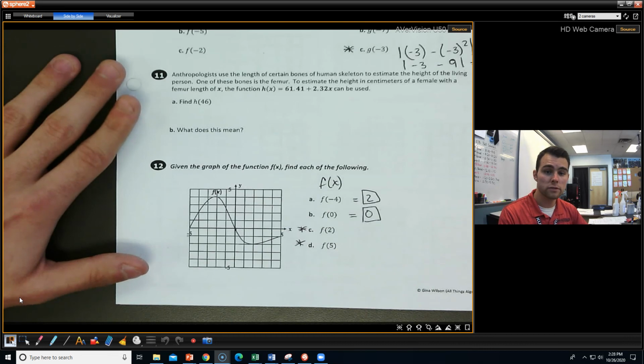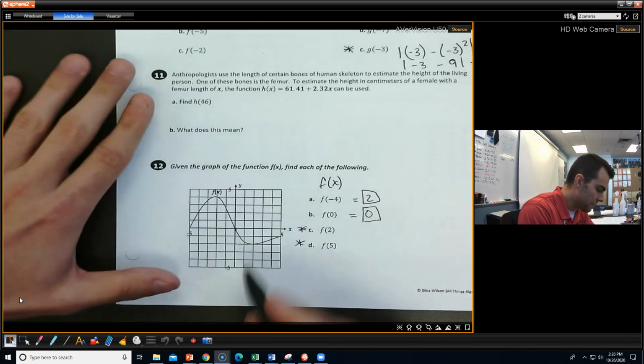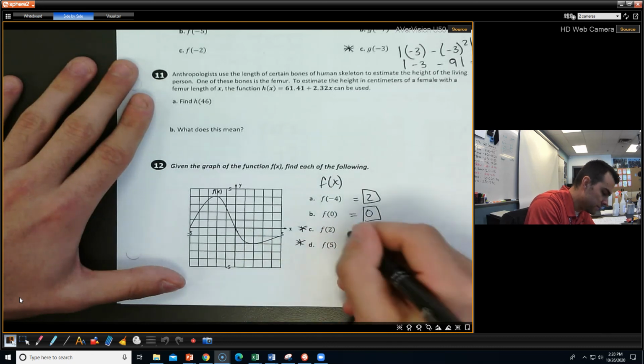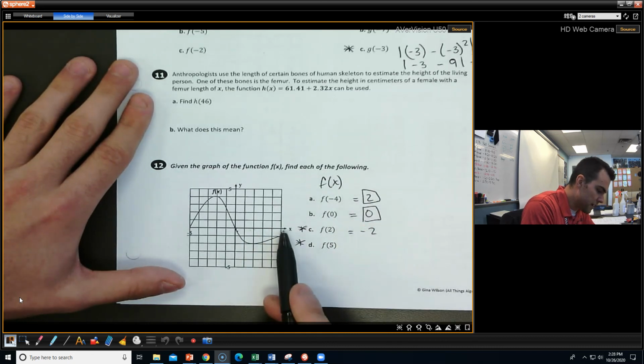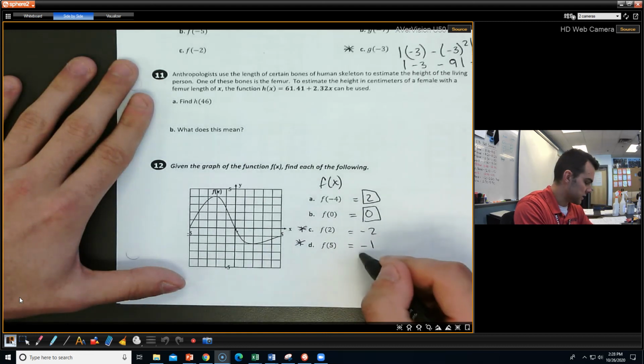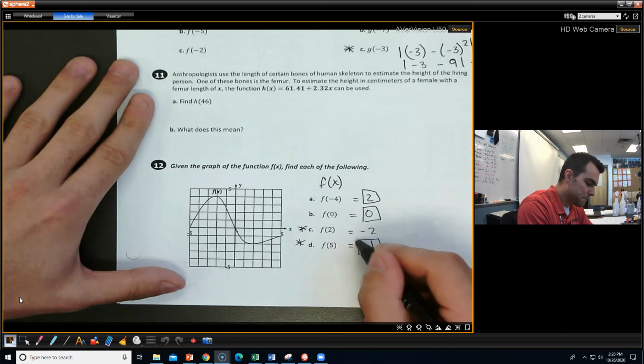And go. All right, we're back. Let's take a look. F of 2 right here. What's my y value? Negative 1, negative 2. F of 5. Come down to negative 1. And we are done. Okay? So that is just negative 1 right there.